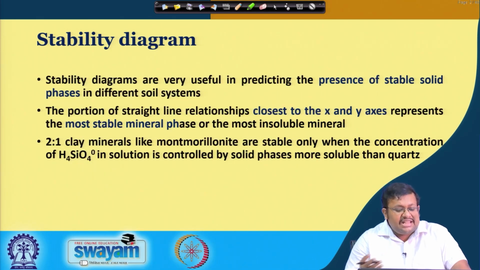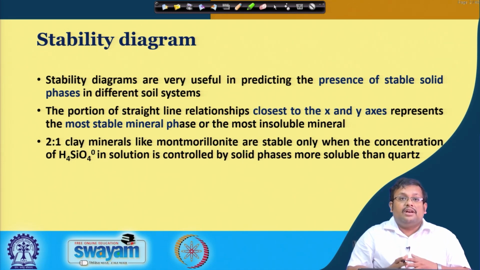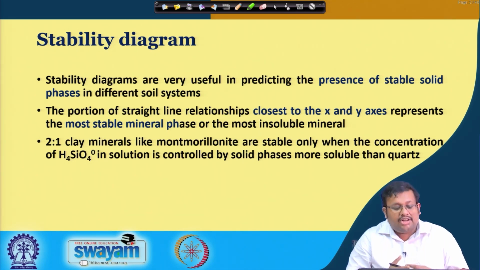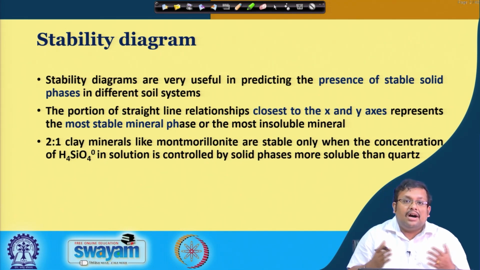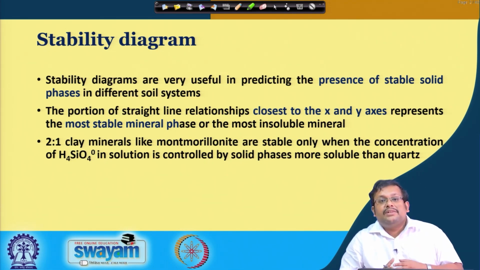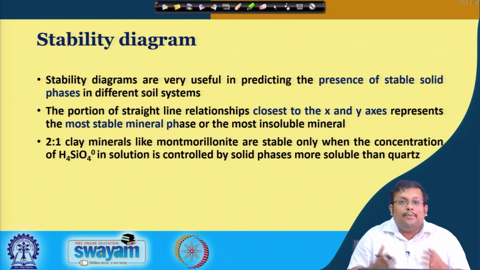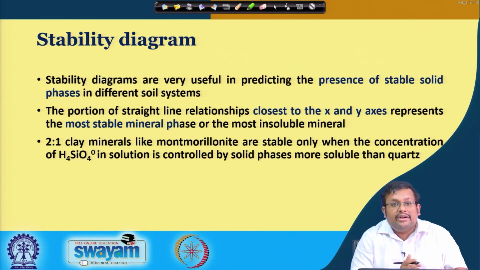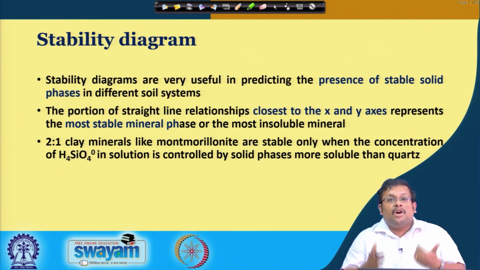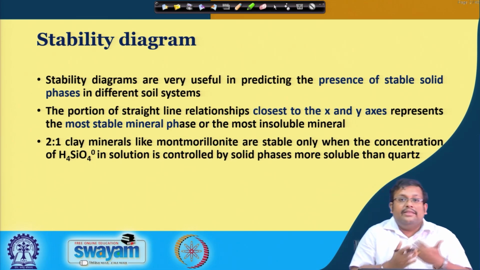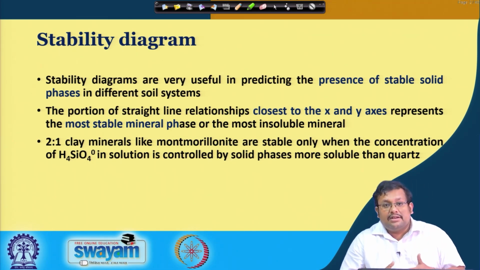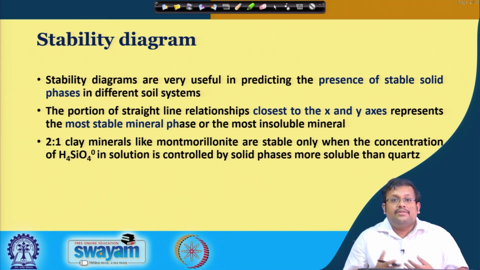So, stability diagrams are very useful in predicting the presence of stable solid phases in different soil solution systems, and the portion of the straight line relationship close to the x and y axes represents the most stable mineral phase, the most insoluble mineral. 2:1 type clay minerals like montmorillonite are stable only when the concentration of silicic acid in solution is controlled by the solid phase and is more soluble than quartz.